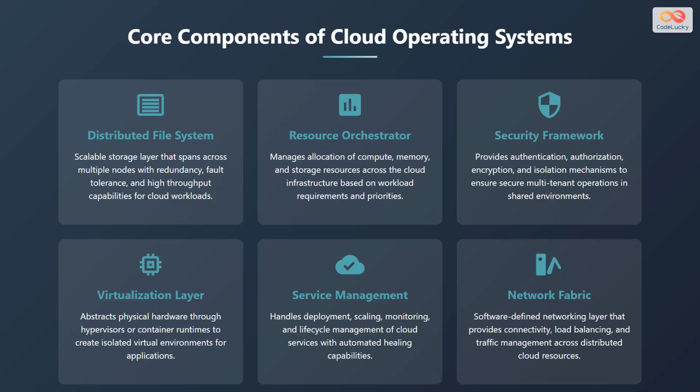Now, let's examine the core components of cloud operating systems. The first component is the distributed file system, which provides a scalable storage layer that spans across multiple nodes with redundancy, fault tolerance, and high-throughput capabilities for cloud workloads. The second component is the resource orchestrator, which manages the allocation of compute, memory, and storage resources across the cloud infrastructure based on workload requirements and priorities.